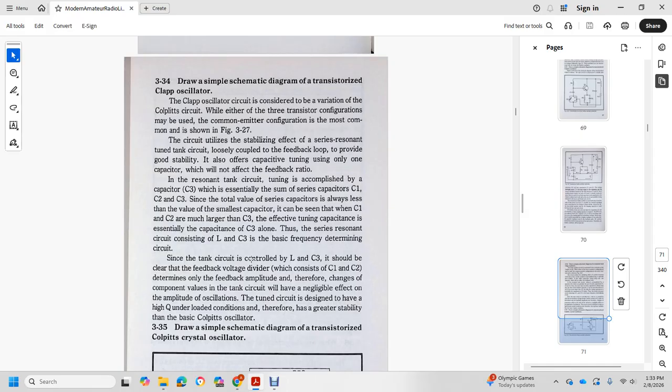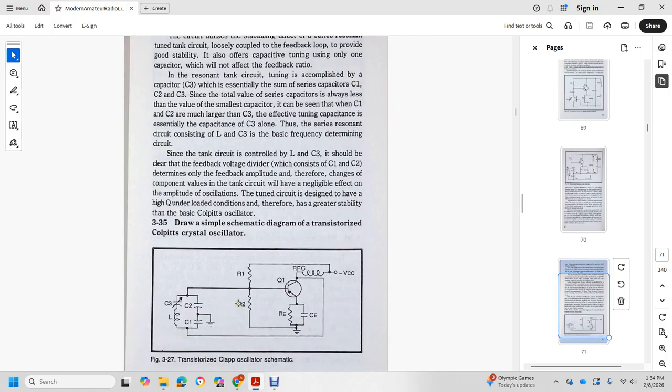Since the total value of series capacitors is always less than the value of the smallest capacitor, assume that capacitors 1 and 2 are much larger than capacitor 3, so the tuning capacity is essentially capacitor 3 alone. The series resonant circuit frequency is determined by the tank circuit inductor and capacitor 3. The feedback voltage divider, which is constant, with capacitors 1 and 2 determines the feedback amplitude, so changes in component values of the tank circuit have a negative effect on the amplitude of oscillation. The tuned circuit is designed to have a high merit under load conditions, therefore greater stability, with the basic Colpitts oscillator schematic drawing.